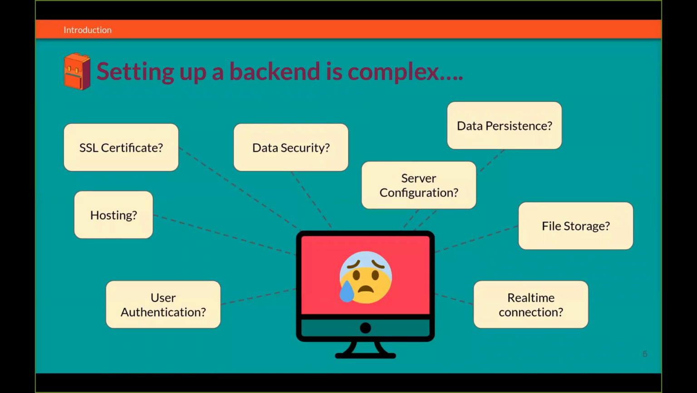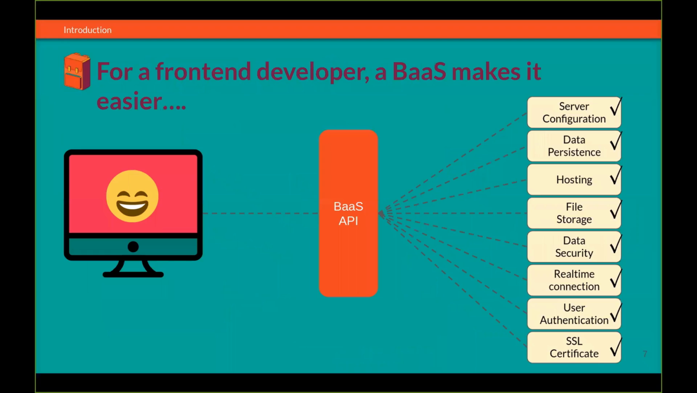So those examples don't cover all of the complexity associated with building out a backend. In addition, a backend developer is going to need to handle a whole bunch of other issues like hosting, SSL certificates, data security, server configuration, real-time connections, and they're going to need to make sure that these features are all seamlessly integrated with one another and with the front-end code. That's a lot to deal with. It'd be nice to simplify things a bit so that the front-end developer has less to worry about.